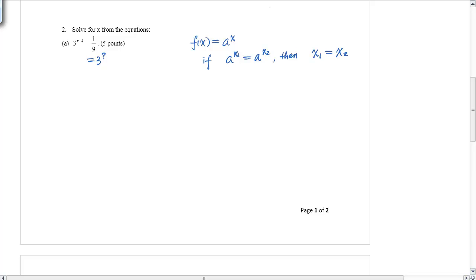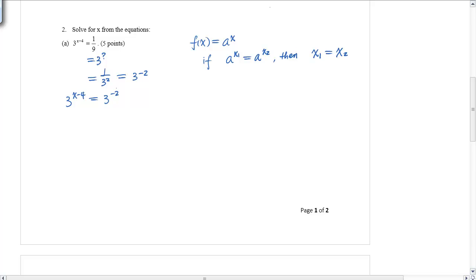And we know that 1 over 9, similar to the previous problem, equals 1 over 3 to the second power, which equals 3 to the negative second power. Therefore, we have on the left-hand side 3 to the x minus 4 power equals, on the right-hand side, 3 to the negative 2 power.